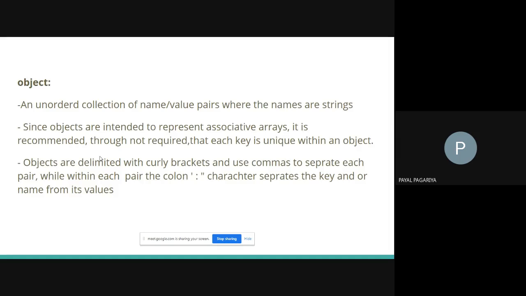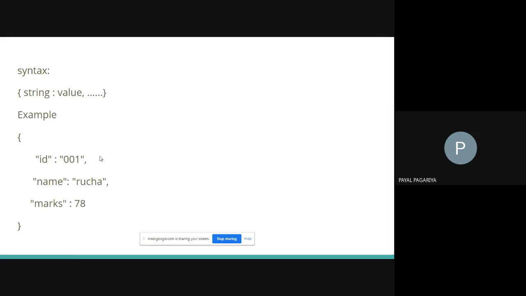Object. An unordered collection of name and value pairs where the names are strings. Since the objects are intended to represent associative arrays, it is recommended though not required that each key is unique within an object. Objects are delimited with curly brackets and use commas to separate each pair. Within each pair, the colon character separates the key or the name from its value. The syntax is as given. Here you can see I have created different data types. This is the number and this is the string type. So the object holds different data types in it.